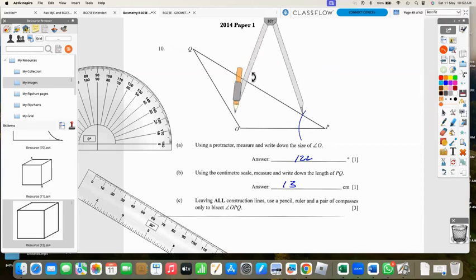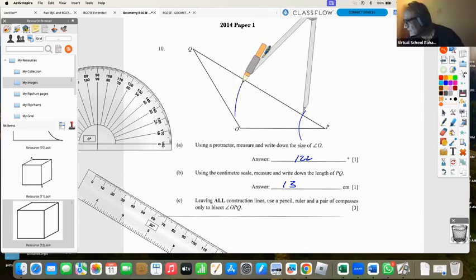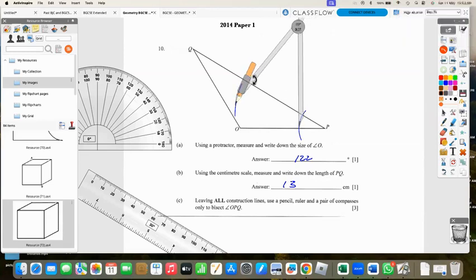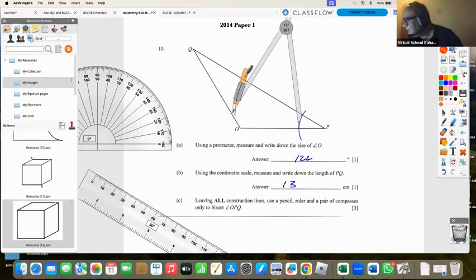I have to come inside the triangle. You have to be inside the triangle because it's the angle we're bisecting. And then we don't change the radius now. We use that same radius, right? And then we mark it like that. So you see, this line will be somewhere halfway inside there.